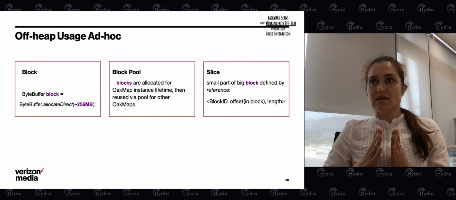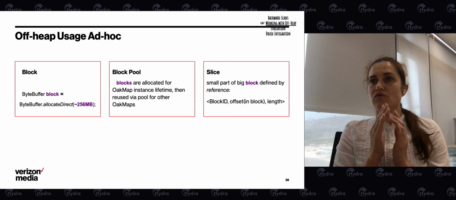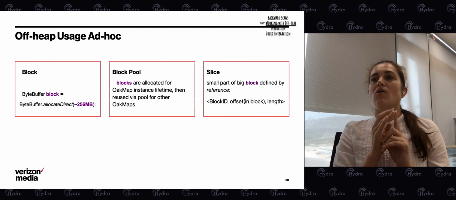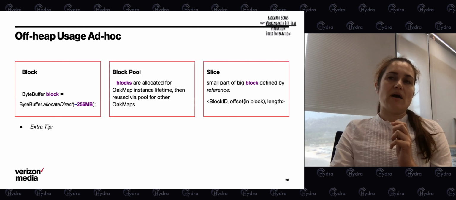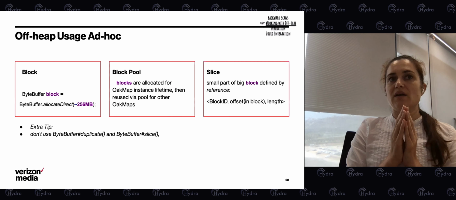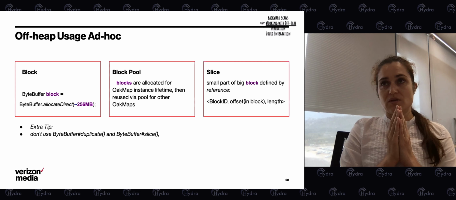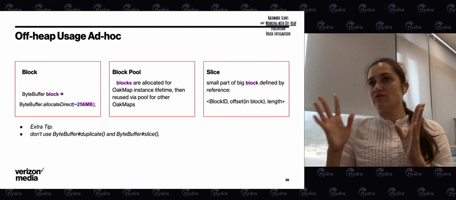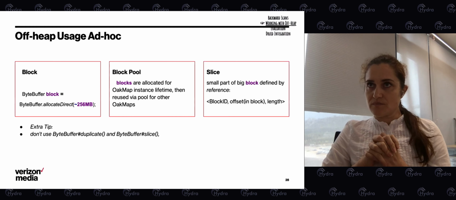What do we name a slice? It's just part of the big block, related to some single allocation, for example a key, a value, or whatever is needed. Also, I can give you an extra tip on how we work. When we work with those slices, we do not use the duplicate or slice methods of ByteBuffer, because each of those, as you may know, creates a new object, and all those objects floating around are huge work and cost for GC.